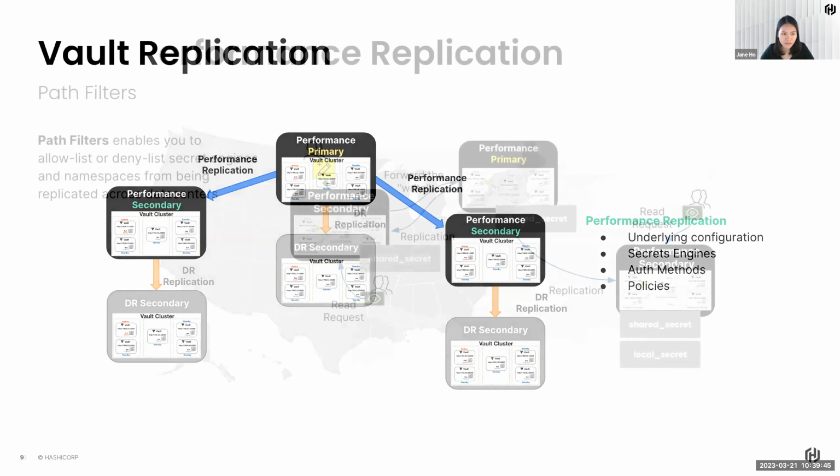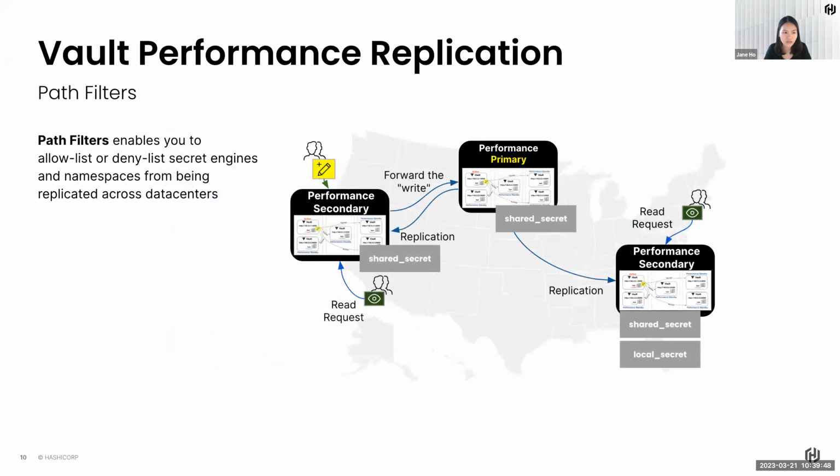So as part of performance replication, you will also have a feature called path filters. So path filters will allow you to specify which secrets ought to remain local to the cluster and not be shared across clusters. So as an example, here in our primary cluster, we have a secret that is shared with all of its secondaries. But sometimes we have seen use cases where there are certain secrets that need to remain local and should not be shared across clusters and should only remain in its own cluster. So you can use path filters to mark these secrets as local.